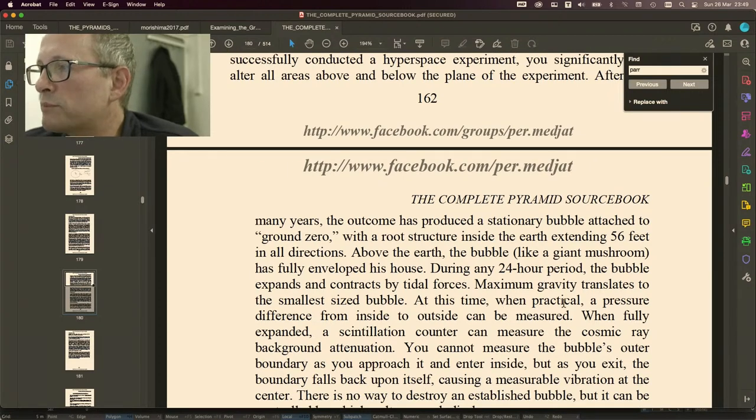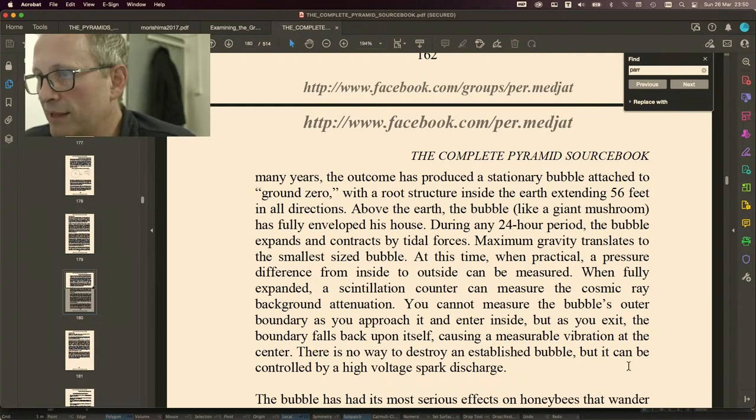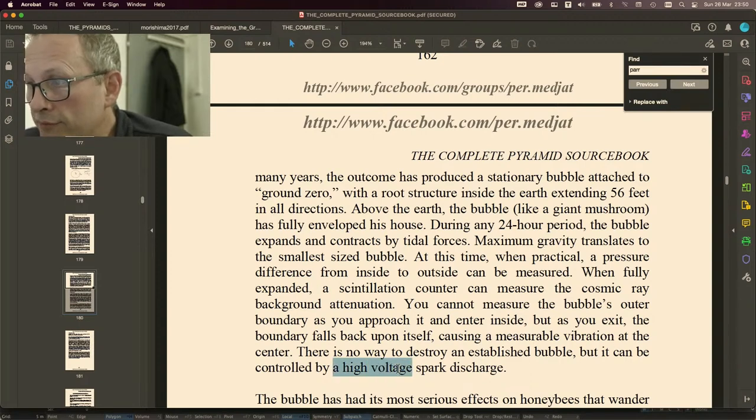At this time, when practical, a pressure difference from inside to outside can be measured. When fully expanded, a scintillation counter can measure the cosmic ray background attenuation. You cannot measure the bubble's outer boundary as you approach it and enter inside, but as you exit, the boundary falls back upon itself, causing a measurable vibration at the center. There is no way to destroy an established bubble, but it can be controlled by a high voltage spark discharge.